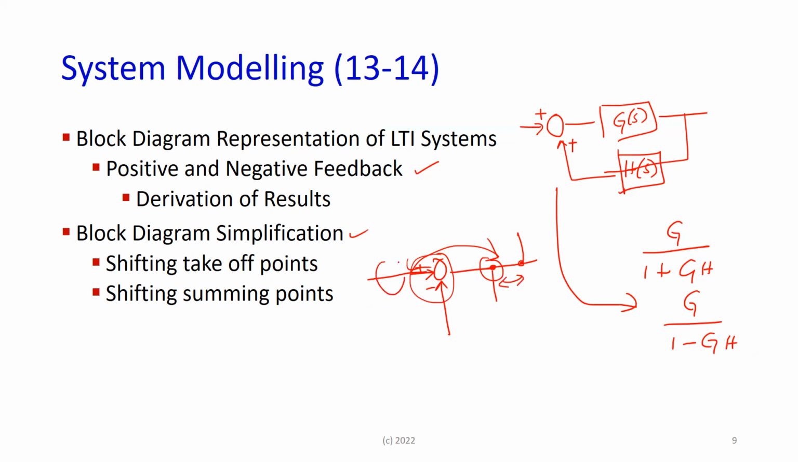You can swap the order of summing junctions, because as we saw, things like A plus B minus C is the same as A minus C plus B, and so on. So you can mix it up to your heart's content. But remember, you can't swap the position of the takeoff points and summing junctions.